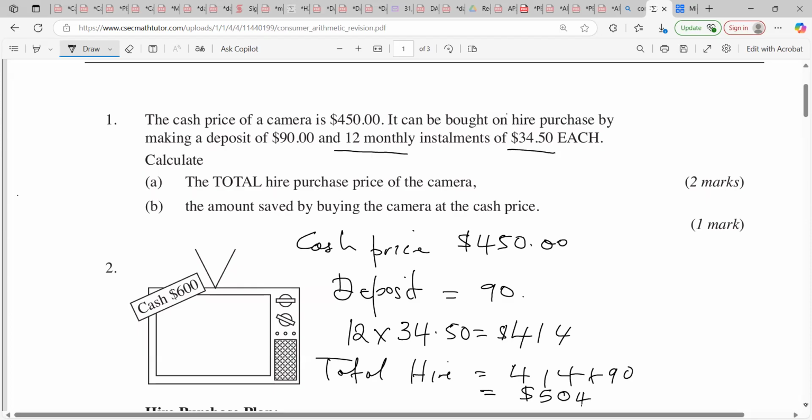The grand total is 504. That's what the question asks: the total hire purchase price, so that will be 504. You would have got 2 marks for that.